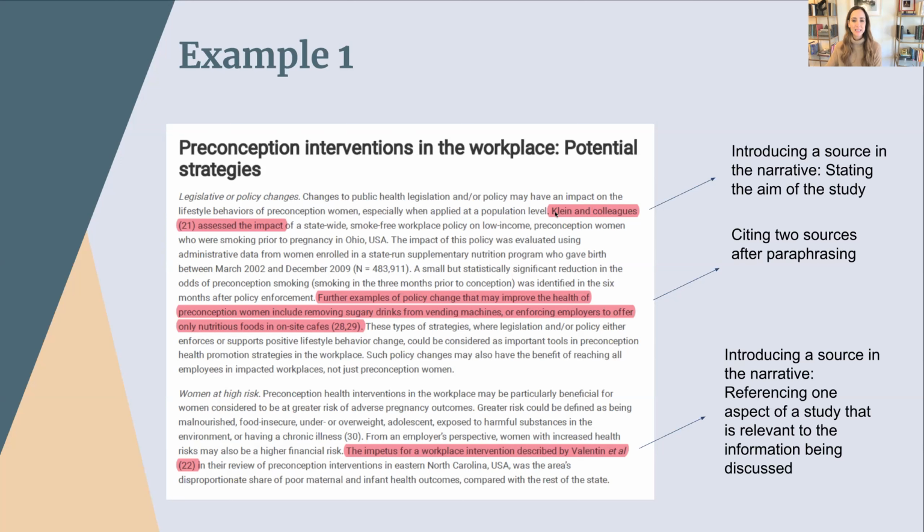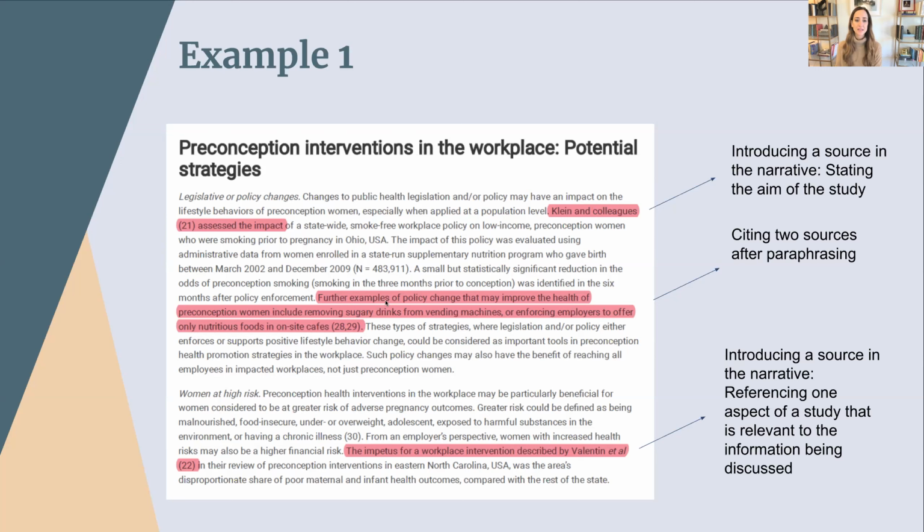In this second instance here, this author is introducing a source, Klein and colleagues. That's a narrative citation. And then they're using a signal phrase, using the word assessed as the reporting verb before they finish this sentence. I gave that example earlier. But then here they transition to a parenthetical citation where they're paraphrasing and citing the sources at the end. Included in this is a transition phrase, further examples.